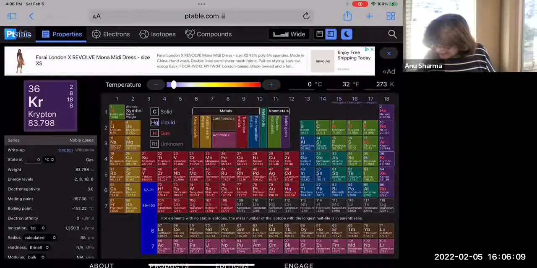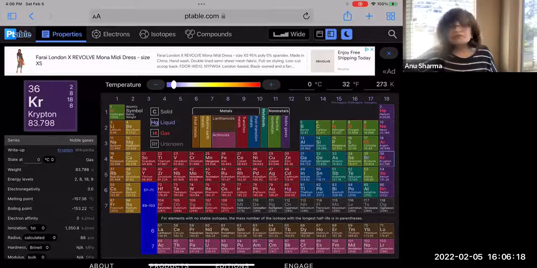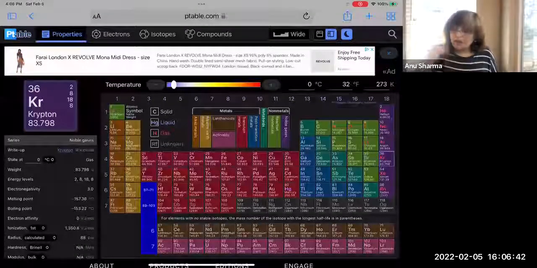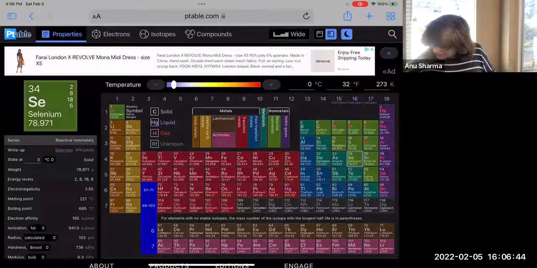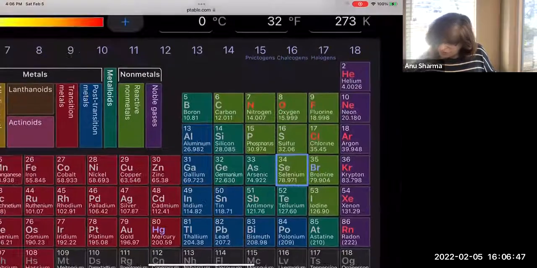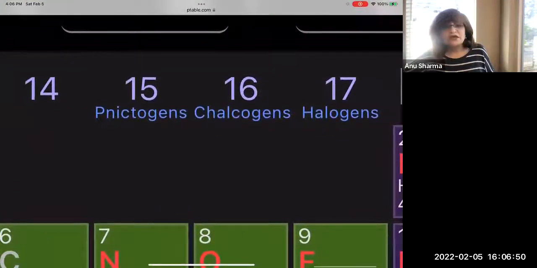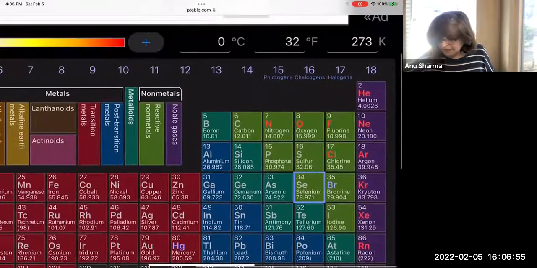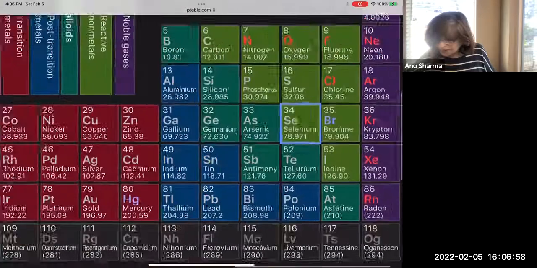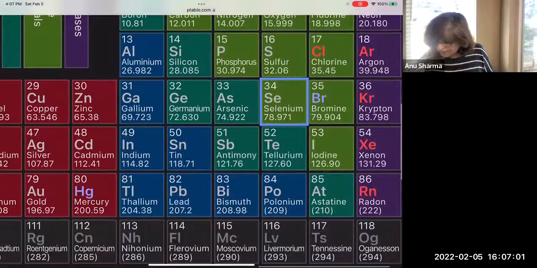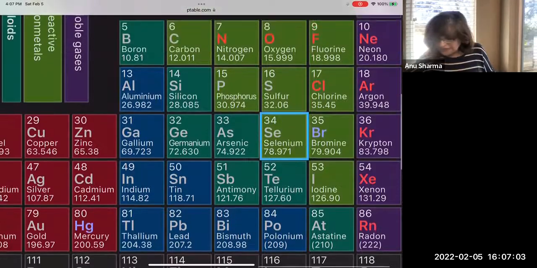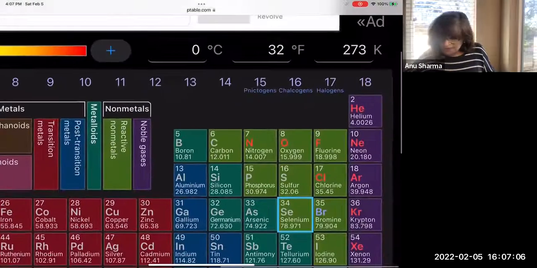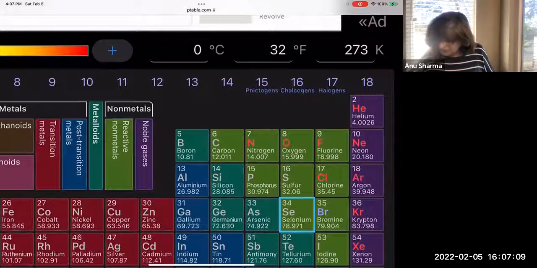Next is selenium. Where is selenium? Selenium is Se, and it is present here. Selenium belongs to this group that is called chalcogens. That's the name of group 6A. 6A is more representative, but the chalcogens are the entire group: oxygen, sulfur, selenium, tellurium, polonium, and livermorium, all these guys. So noble gases was krypton, selenium, chalcogens.